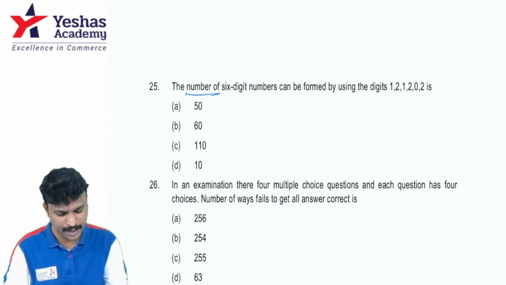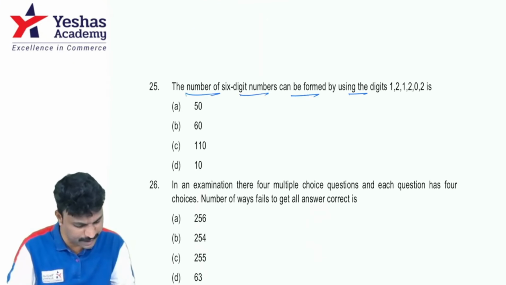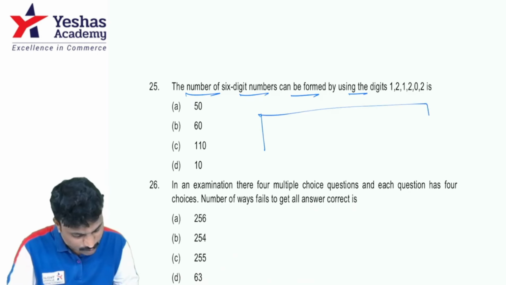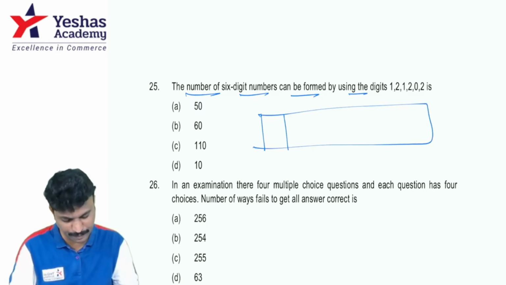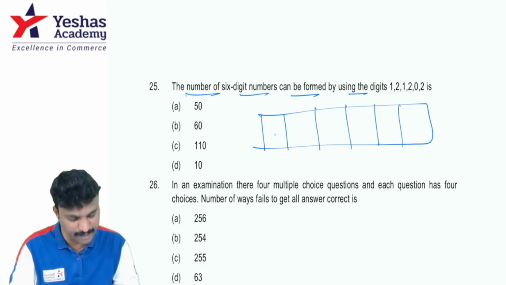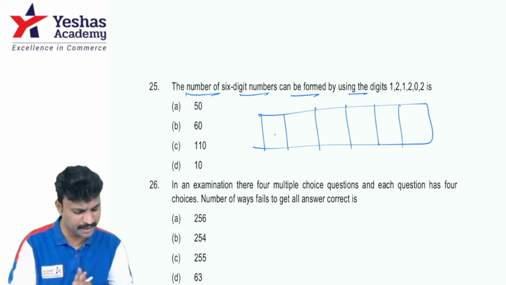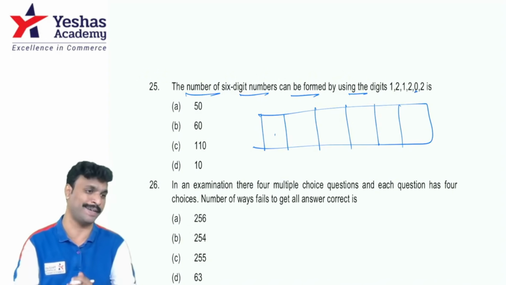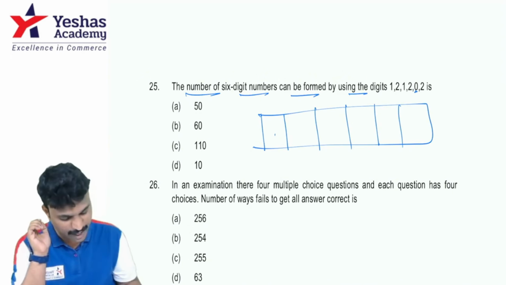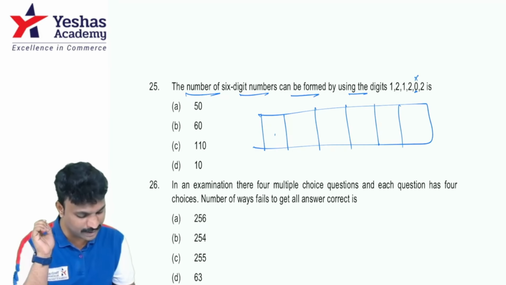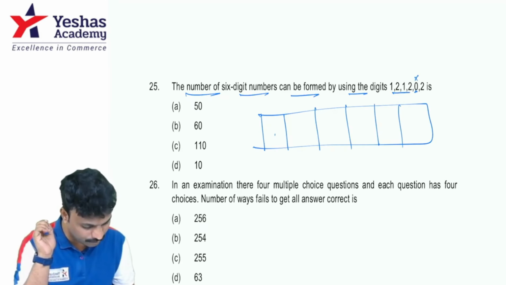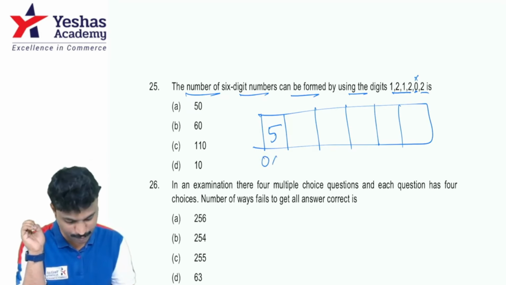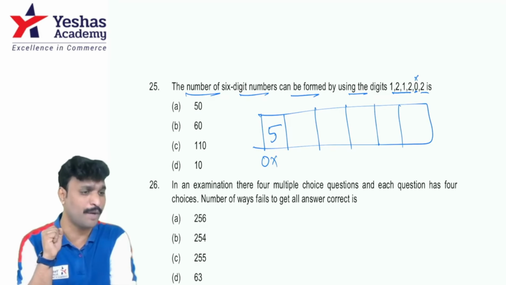Have you all understood? The number of 6-digit numbers that can be formed using the digits 1, 2, 1, 2, 0, 0, 2. So you need a 6-digit number. So how many places? 1, 2, 3, 4, 5, 6. For it to be a 6-digit number, can the highest digit be 0? No, the highest digit cannot be 0, so I have to exclude 0. So how many other digits do I have? I can fill this using 5 digits. 0 cannot be used here. If I use 0, it will not become a 6-digit number.